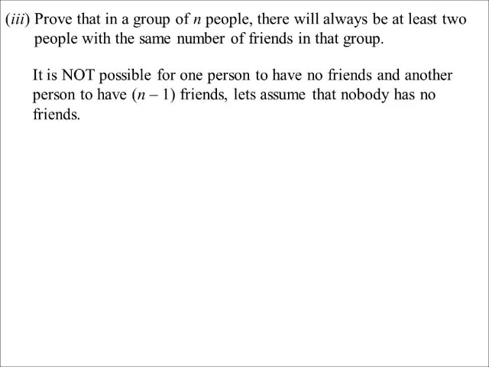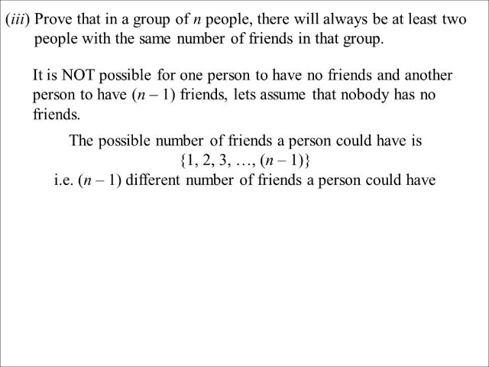So I'm going to discount the unfriendliest possibility where there is someone with no friends. Okay, that's not going to happen. So it's possible then that people could have 1 friend, 2 friends, 3 friends, all the way up to n-1 friends. So there's n-1 different numbers of friends a person could have. They're the holes. I'm going to allocate the people now to each of those.